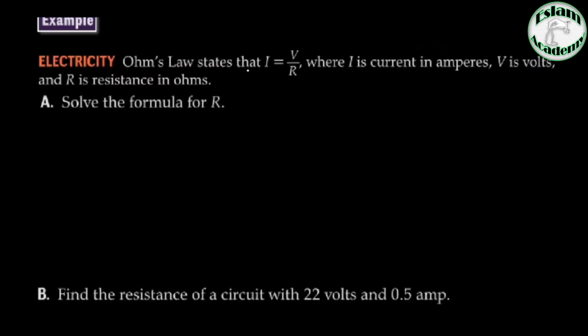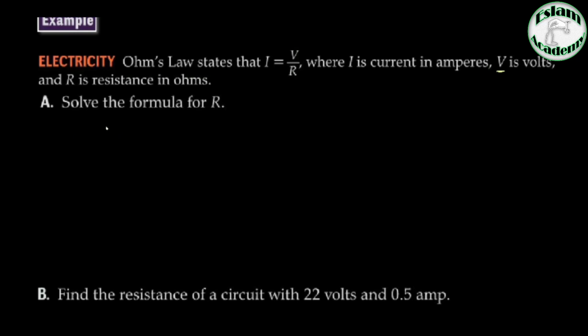Number 2. Ohm's law states that I equals V over R, where I is current in amperes and R is resistance in ohms. We need to solve for R. In this formula, we have I equal to V over R, where V is in volts and R is in ohms. Now we need to solve the formula for R.